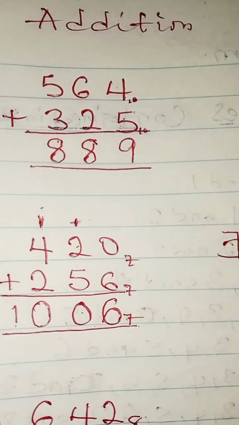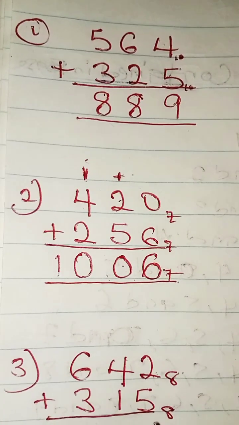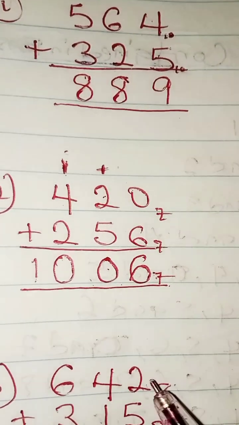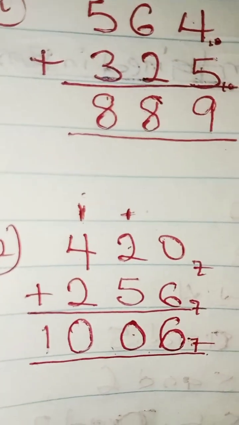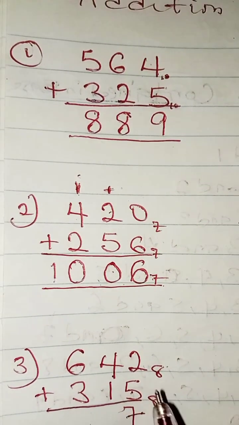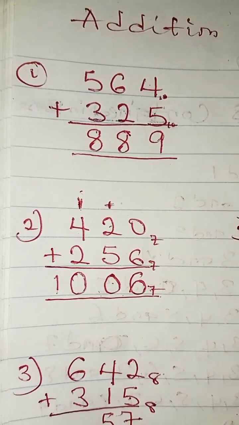If you take note, watch carefully. We're asked to add 642 base 8 to 315 base 8. How do we get started? 2 plus 5 is 7, and 7 is not up to our base, so we'll write down 7. We have that 4 plus 1 is 5. 5 is not up to our base, so we'll write down 5.